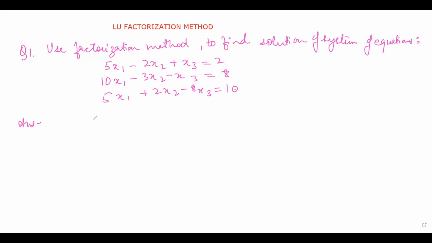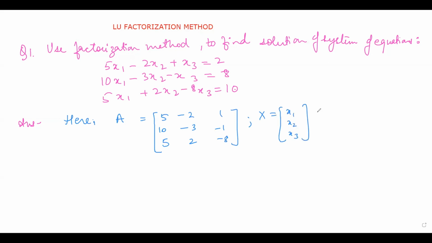First of all, I'll just revise what the LU factorization method is. The coefficient matrix A is 5, 10, 5, minus 2, minus 3, 2, 1, minus 1, minus 8. Your x is x1, x2, x3. Your b is 2, 8, 10, right? So we can also write the system of equations in the form Ax equals b. Now we need to find the value of capital X, that is x1, x2, and x3.